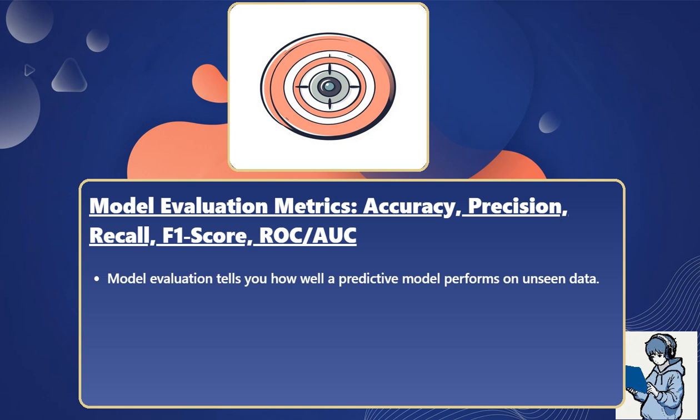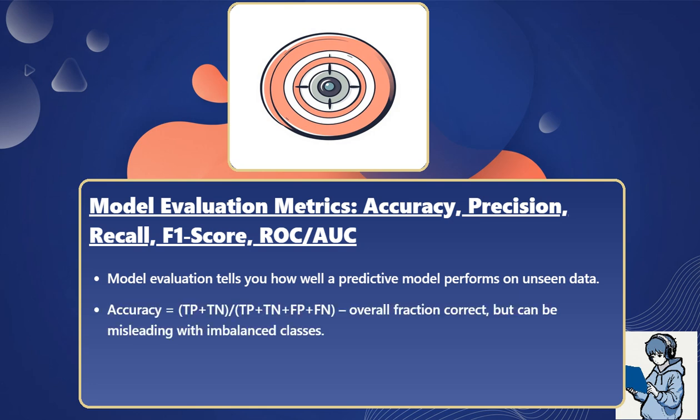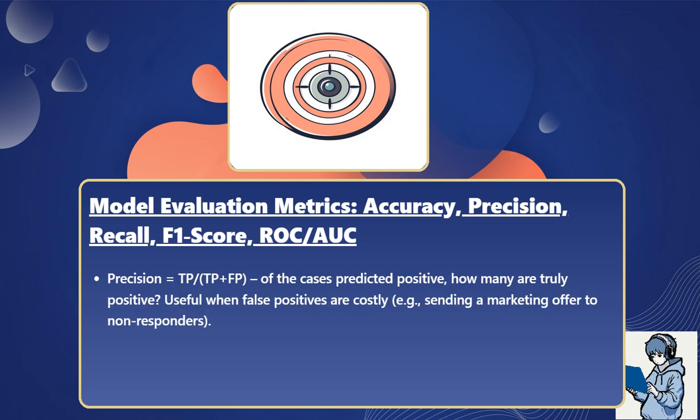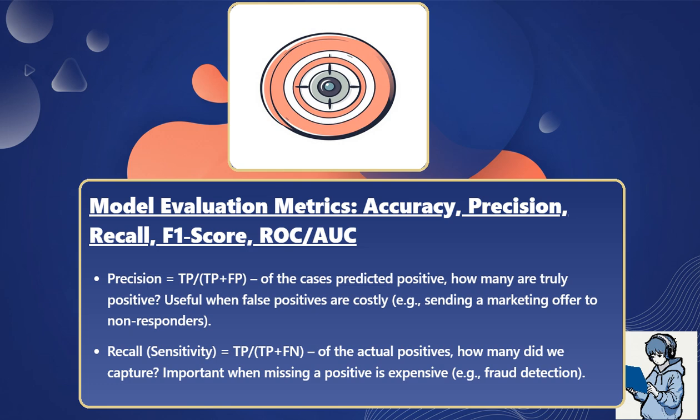Model evaluation tells you how well a predictive model performs on unseen data. Accuracy equals TP plus TN over TP plus TN plus FP plus FN, the overall fraction correct, but it can be misleading with imbalanced classes. Precision equals TP over TP plus FP. Of the cases predicted positive, how many are truly positive? Useful when false positives are costly, for example sending a marketing offer to non-responders. Recall, also called sensitivity, equals TP over TP plus FN. Of the actual positives, how many did we capture?